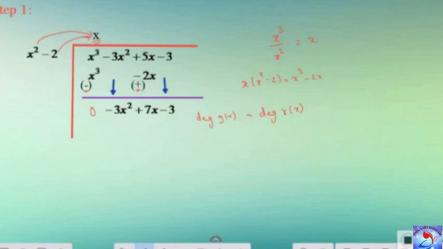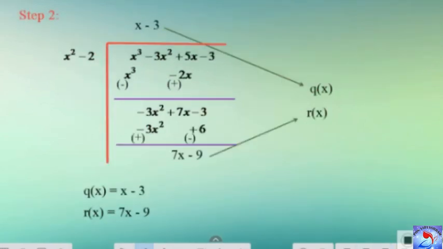We have to proceed because as per the division algorithm for polynomials, the degree of r of x should be less than the degree of g of x. So let's proceed with our long division. Here it is. You can see this is where we were in the previous step. This was our divisor, that is minus 3x square plus 7x minus 3. Let's start from here. Since this was our dividend.